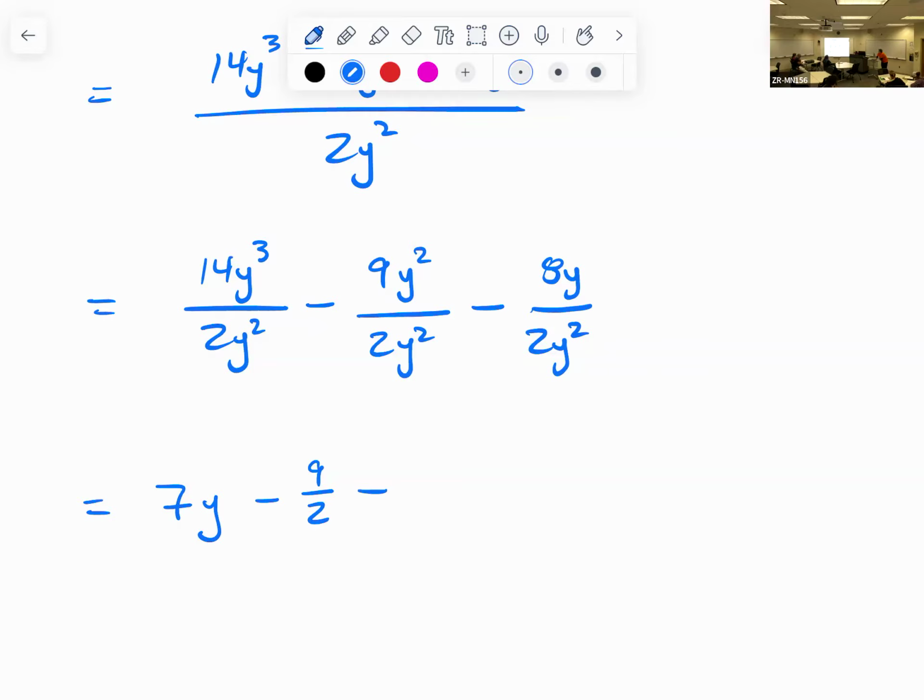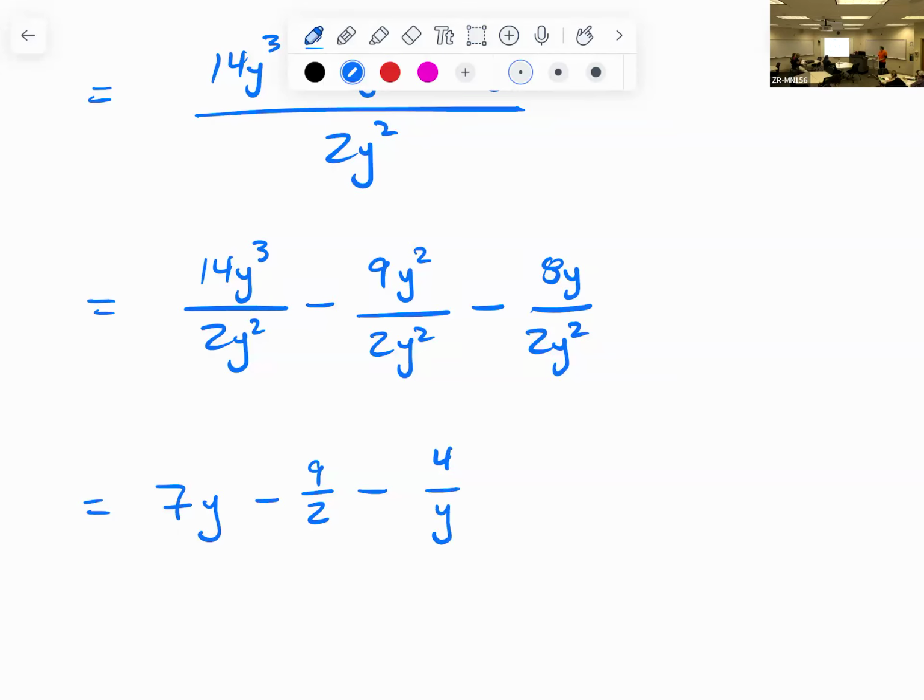And then I have 8 divided by 2 is 4. And then the tricky one on this, so y divided by y squared, what results there? y to the negative 1, or you just leave it over y?